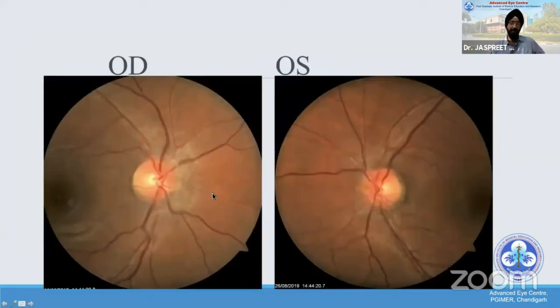So if you see the disc here, probably there is swelling around this nasal margin of the disc, superior and nasal margin of the disc extending to the peripapillary region. So there is a mild disc edema, and something probably which has resolved in the left eye. It's difficult to say, but yes, there is some blurring in the nasal margin as well here.